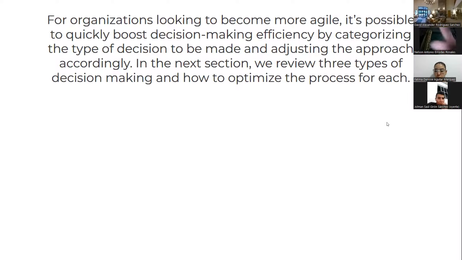What did you understand here? What is the meaning of quickly? Boost. Quickly is fast, and boost is something like, how can I say that? Provide power, to empower someone.